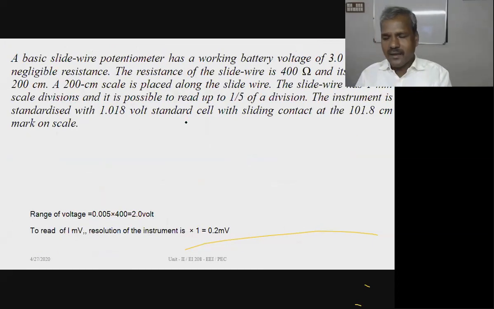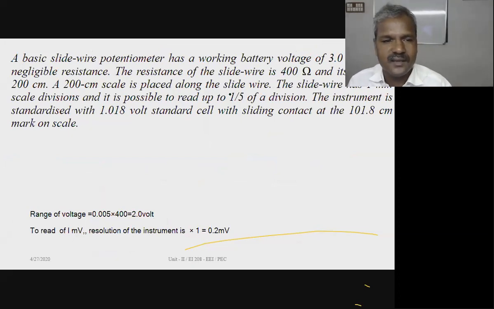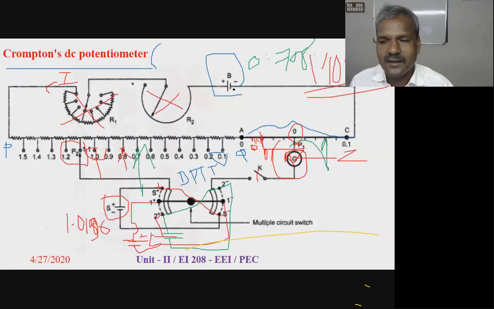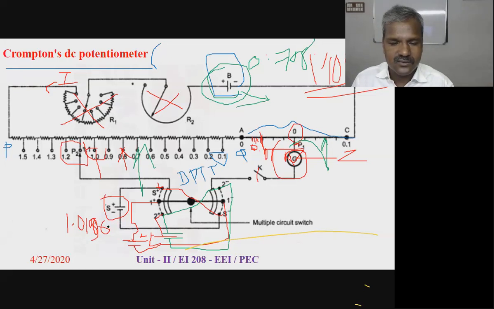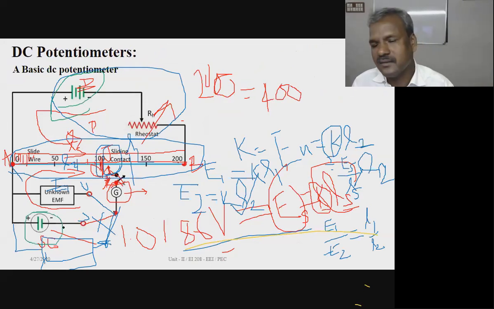A simple problem, for understanding purposes. A slide wire potentiometer has a working battery. This is called a working battery, or this battery is called the driving cell. This one is the standard cell, and this is the driving cell. So this battery is a driving cell, and this cell is the standard cell.